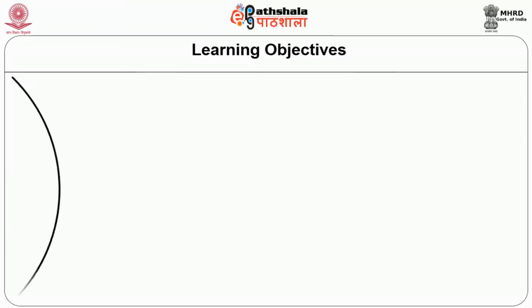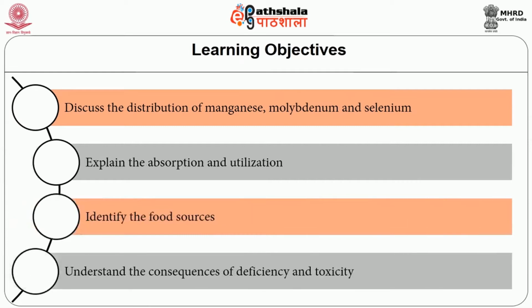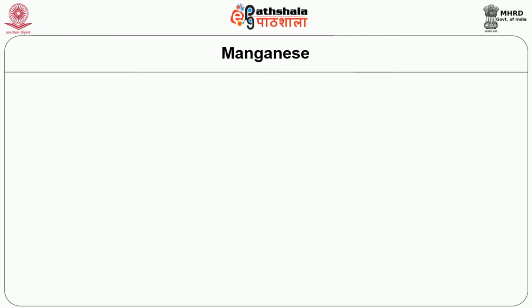After reading this episode, you will be able to discuss the distribution of manganese, molybdenum and selenium, explain the absorption and utilization, identify the food sources, and understand the consequences of deficiency as well as toxicity. For your convenience, this episode has been divided into 3 parts: manganese, molybdenum and selenium. Let us start with manganese.